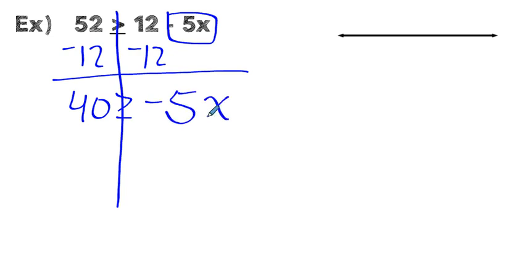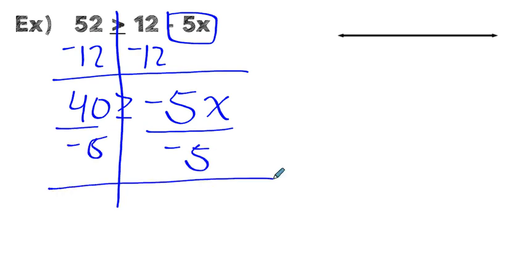So I want to get x by itself. Let me divide by -5 to do that. Do it to both sides. And now I've got -8, but I divided by a negative to get there. So that means I need to switch my inequality around to a less than or equal to. And then my -5's cancel, and I've got x on the right side.